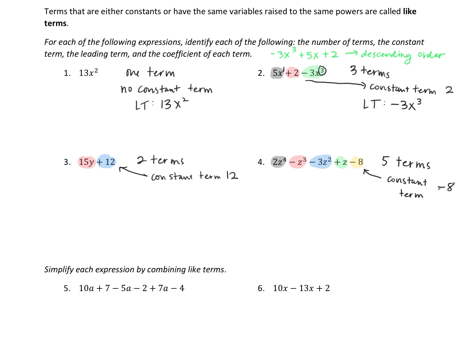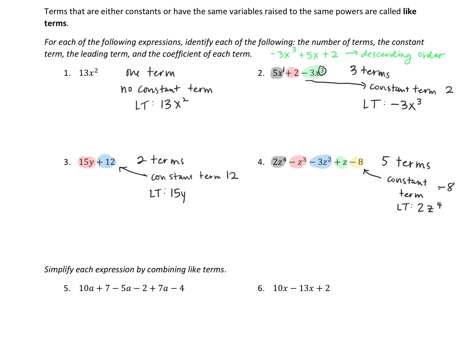But if it's not written in descending order, the leading term may be in a different position, and it's determined by the highest exponent on the variable. So the leading term for number 3, we only have one with a variable, so 15y. And then the leading term for number 4, the highest exponent is a 4, so 2z to the 4th would be the leading term.